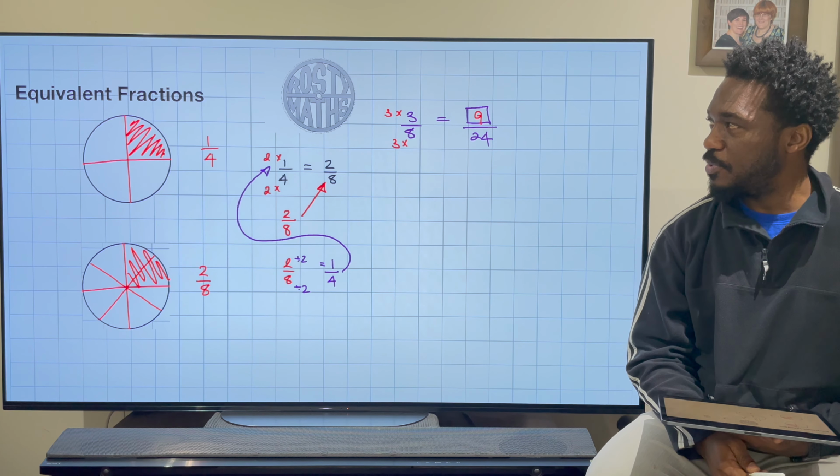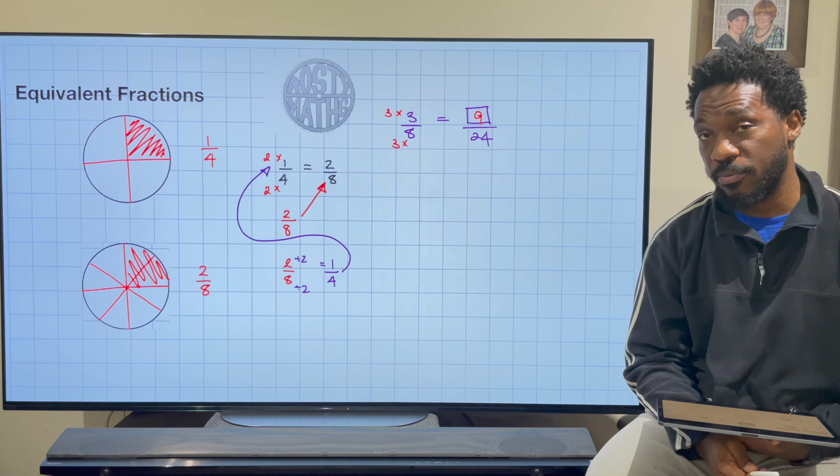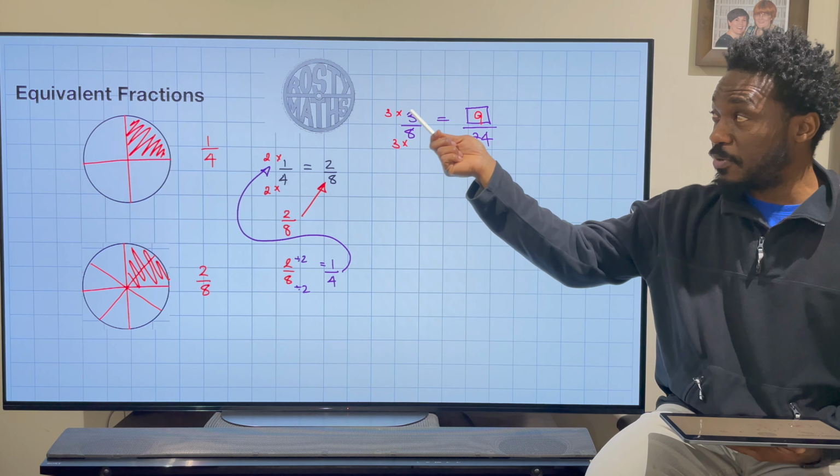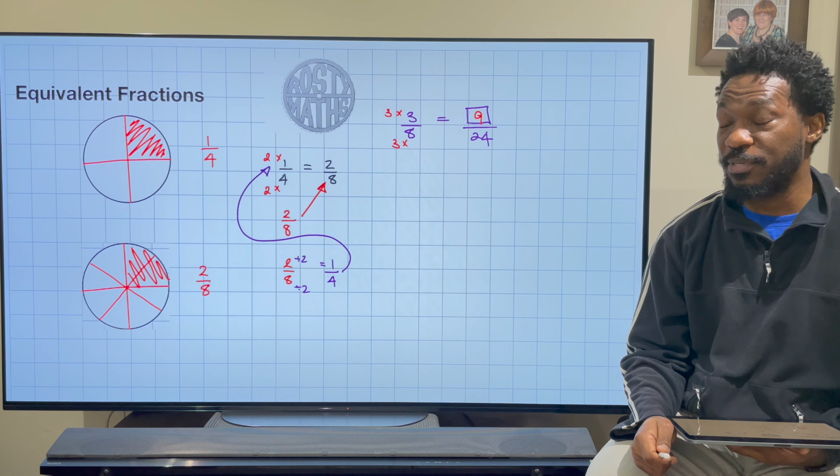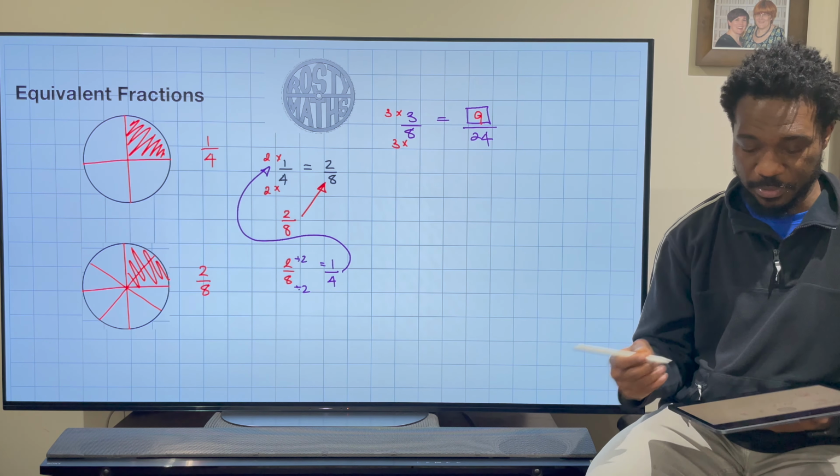What's that I hear you say? Is it always that? No. I can make loads of other fractions that are equivalent to 3/8, a lot more. Let me show you another couple of examples.